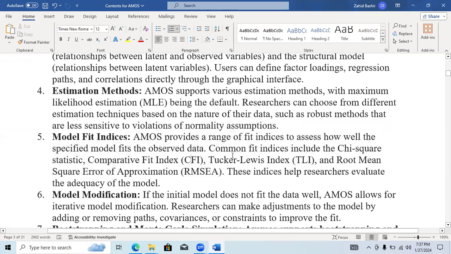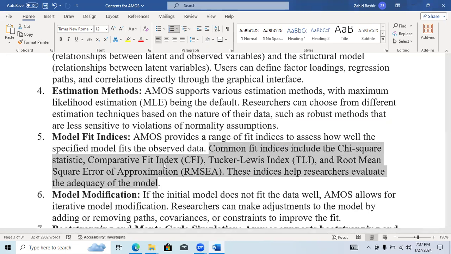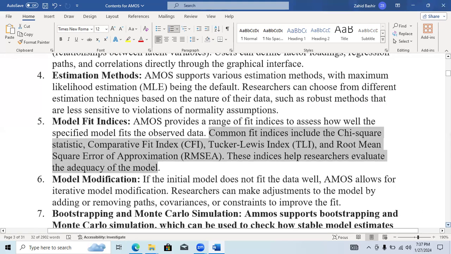Like it would provide common fit indices, which include the chi-square statistics, comparative fit index, Tucker-Lewis index, root mean square error of approximation. There are a lot of detailed indices that AMOS is going to provide you for model fit as compared to Smart PLS, because in Smart PLS you are provided with one or two options to use as model fit indices, but in case of AMOS you are going to use detailed model fit indices. Then model identification.